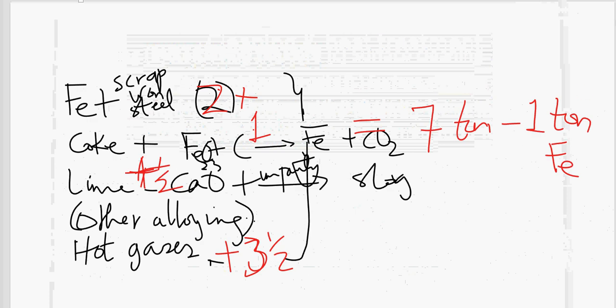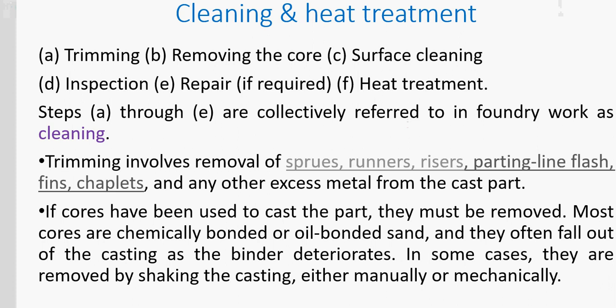Okay, so you have to trim after removing your gating system and your mold and any excess metal from the cast part, right? It can be trimmed. If cores have been used to cast the part, they must be removed, just as I've said earlier.